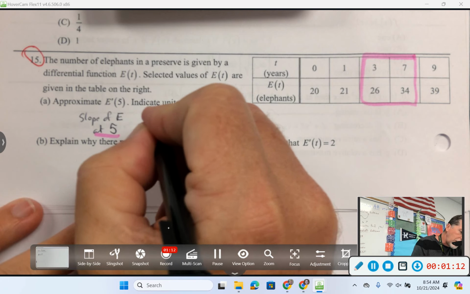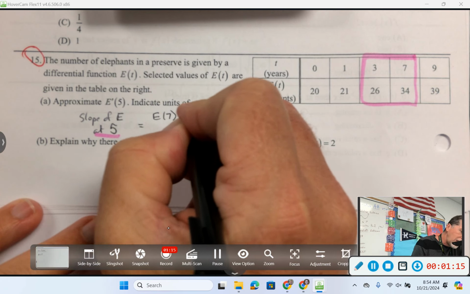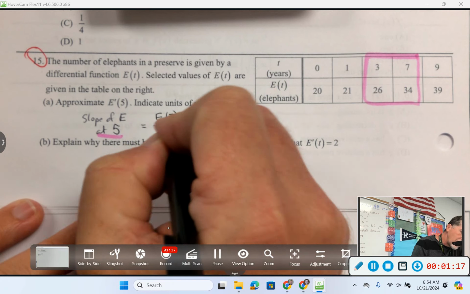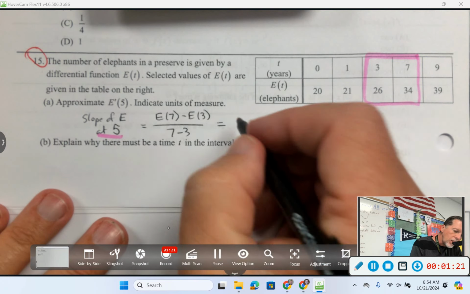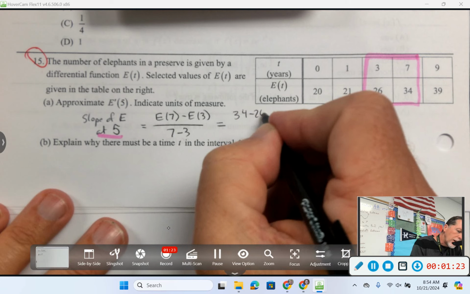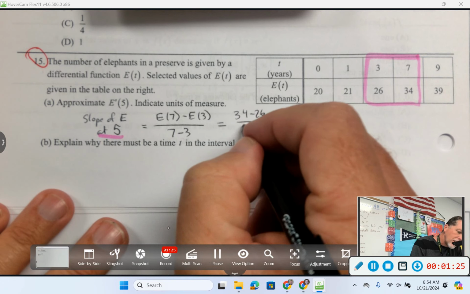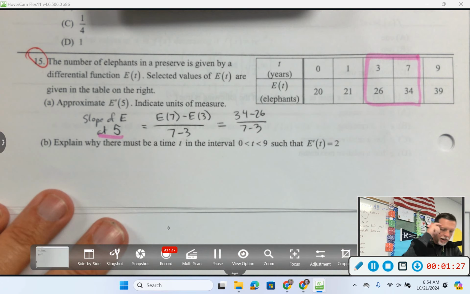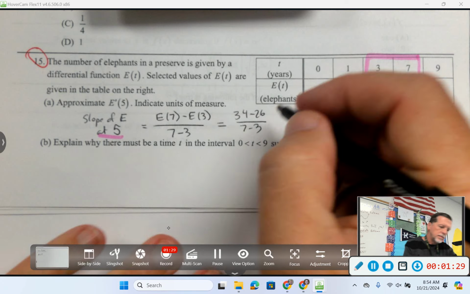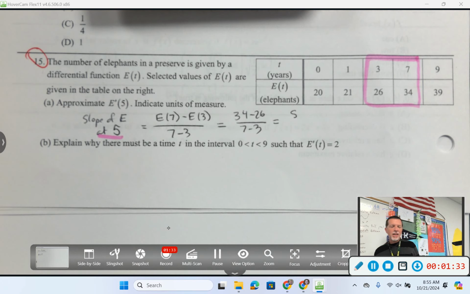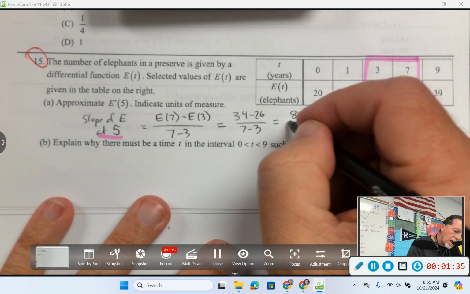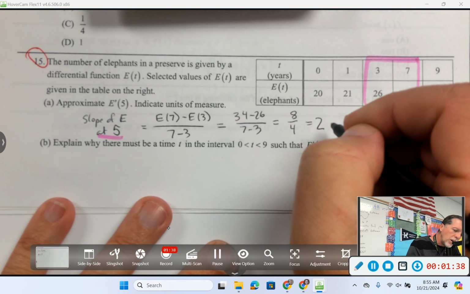And so that's going to be e of 7 minus e of 3 over 7 minus 3. 34 minus 26 over 7 minus 3. I could stop there and leave that as my answer, but I'm going to keep going. 8 divided by 4 is 2.